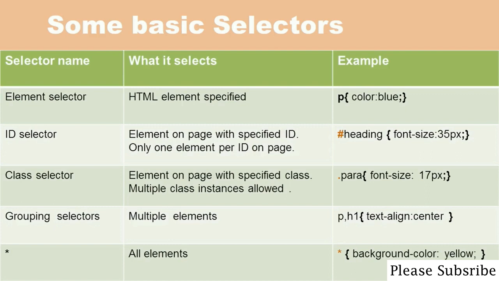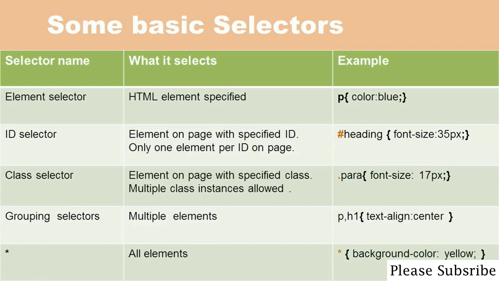Next, we've got the ID selector. The ID selector basically is used to select an element on the page that has a specific ID. The IDs are unique. You can only have one element per ID on a page. You can't use the same ID for multiple elements on the page. So ID selectors are unique, and they are represented in the CSS by the hash symbol. So anywhere you see the hash symbol on the CSS sheet, you know that's referring to an ID selector.